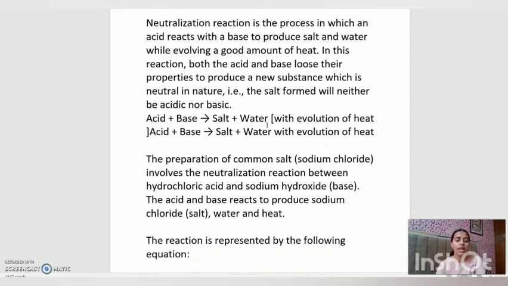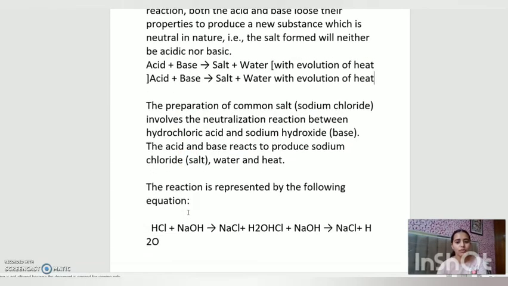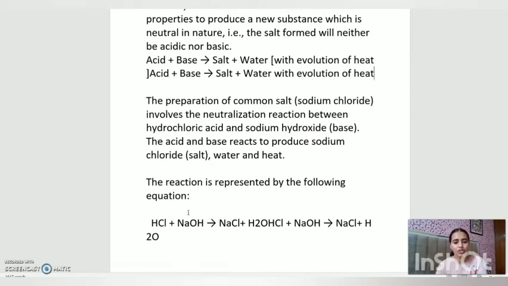In this reaction, both the acid and base lose their properties to produce a new substance which is neutral in nature. Like acid plus base gives us salt plus water with evolution of heat. The preparation of common salt, that is sodium chloride, involves a neutralization reaction between hydrochloric acid and sodium hydroxide, that is a base. So the acid and base react to produce sodium chloride, that is, salt, water and heat, right? So the reaction is already given.